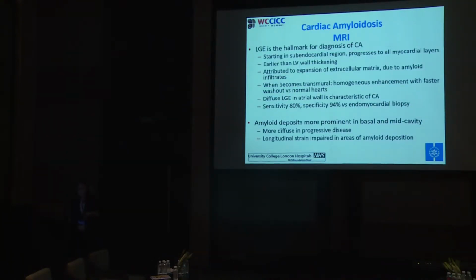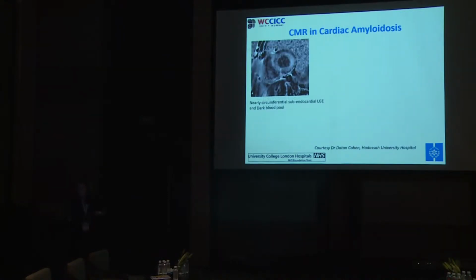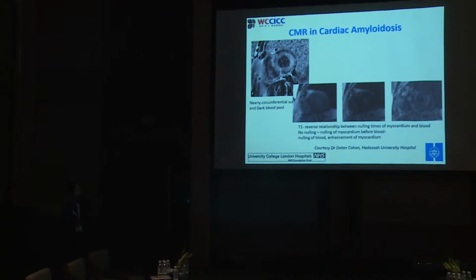Now, in MRI, late gadolinium enhancement is the hallmark for the diagnosis of cardiac amyloidosis. It starts in the subendocardial region, but when it gets diffuse and when it involves also the atrial wall, it is characteristic of cardiac amyloidosis with a sensitivity of 80% and very high specificity of 90% compared to endomyocardial biopsy. Again, amyloid deposits are more prominent at the basal and mid cavity, and again, there is a gradient from base to apex.